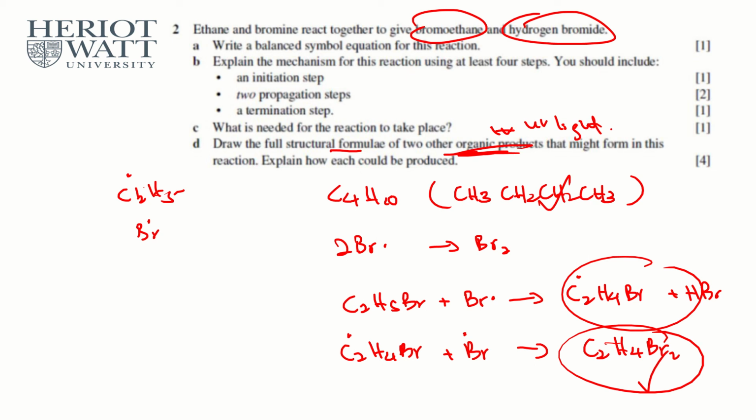All right, any other possibility, if you were able to work it out, just clarify with me, because the more propagation steps you have, the more possible products you can make. Organic products, I'm talking about organic products, so you must involve C and H. Okay, so that will be question 2 for free radicals.